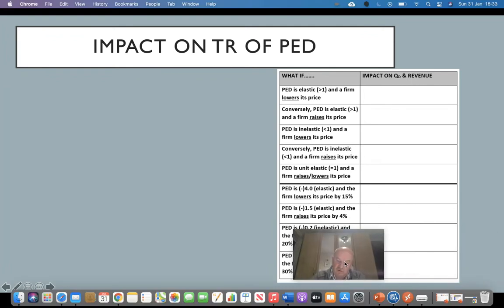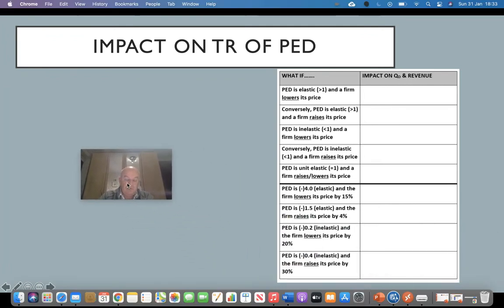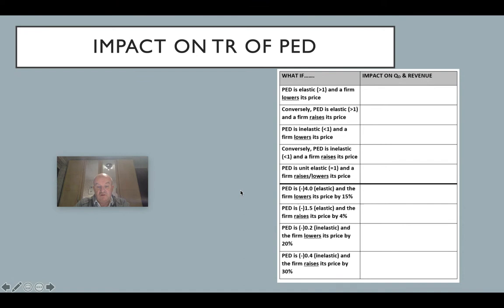Now, what I'd like you to try and do, and this might need you to go and take a look at your information on PED again, is consider a scenario where we've got an elastic price elasticity of demand, so it's greater than 1, and a firm decides to lower its price. The impact on revenue is going to be two things. With the quantity demanded, if we've got a lowering of the price and we've got elastic demand, the quantity demanded is going to go up, and so the total revenue will also go up.